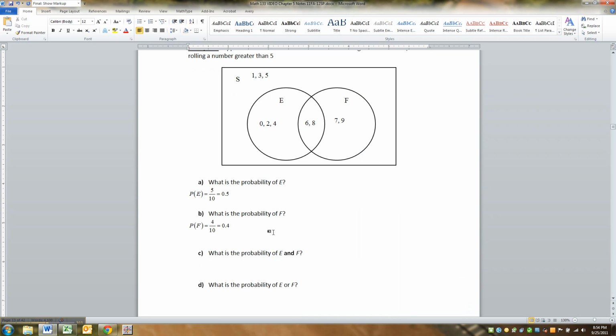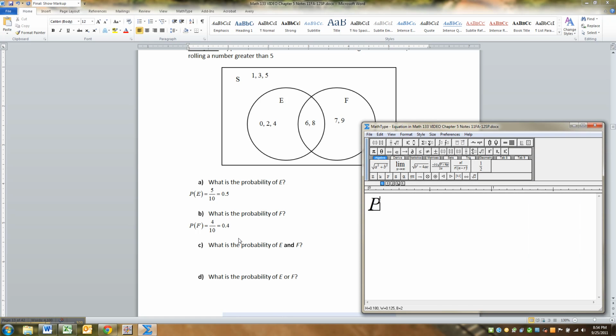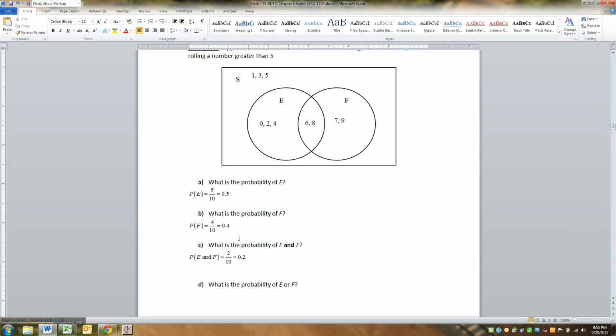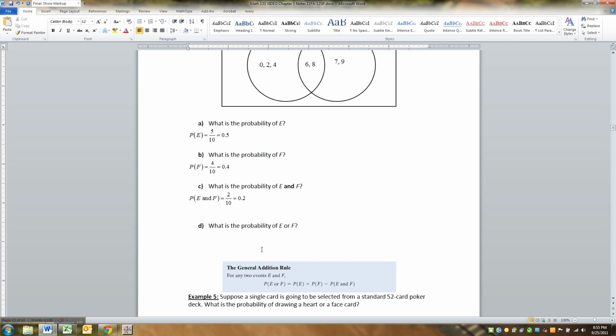Now, what about the probability of E and F, i.e. the two of them put together? Well, that's the overlap, right? So E and F would be 2 out of 10. You don't need a complicated formula to figure it out for this particular example, but you can see it. It's right there in the center. There's 2 numbers there out of 10 total, and 10 because it's a 10-sided die.